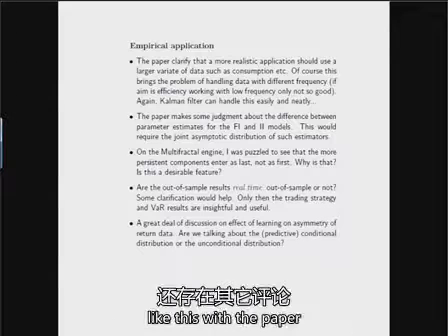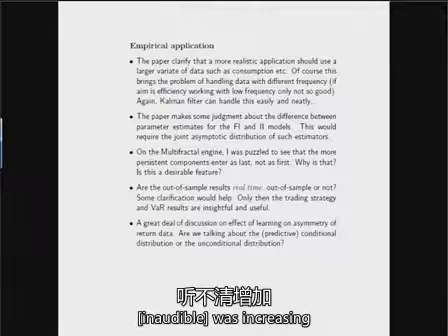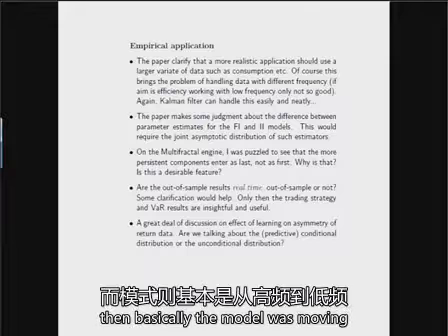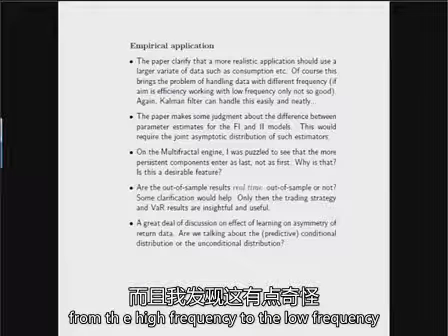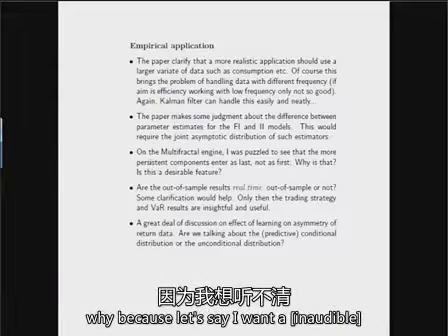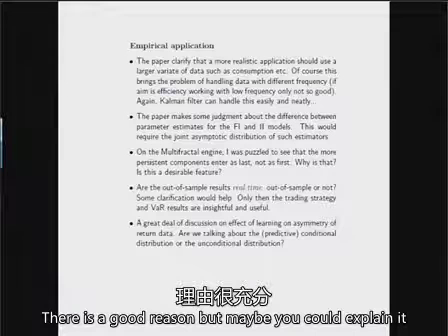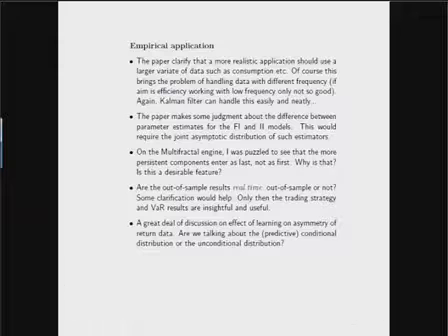A couple more comments, which are not in the paper. For example, I found it funny that in the results, you remember there was this kappa bar, which was the number of states of the multifractal, and as kappa was increasing, the model was moving from the high frequency to the low frequency, and I found this a bit strange. I want to describe a time series model, and I start from the noise and then I move into the trend. There are probably good reasons, but maybe you could explain this for those who are not as familiar.